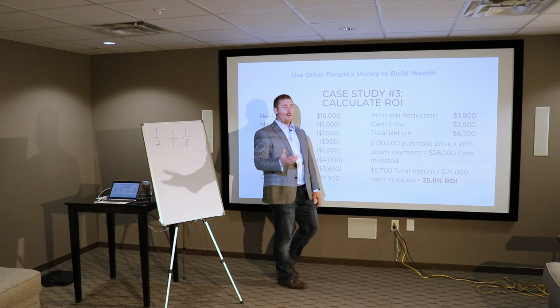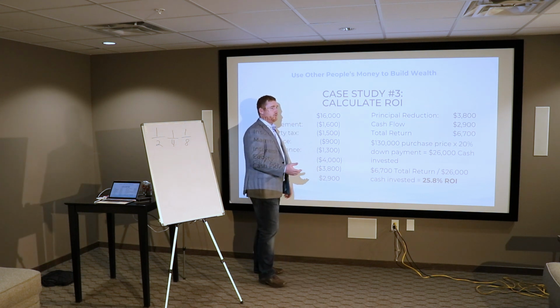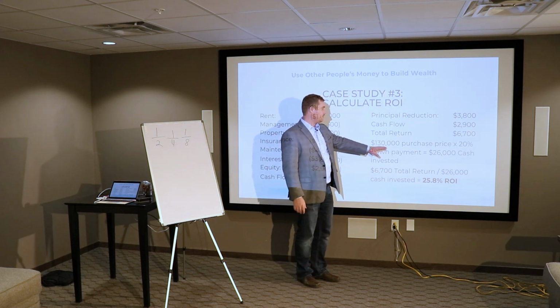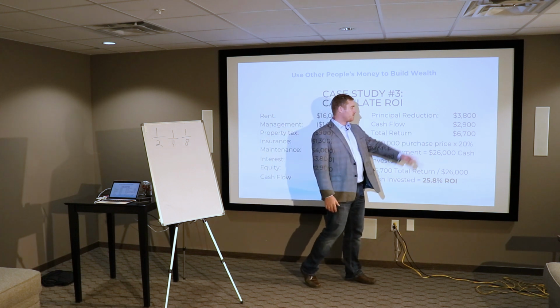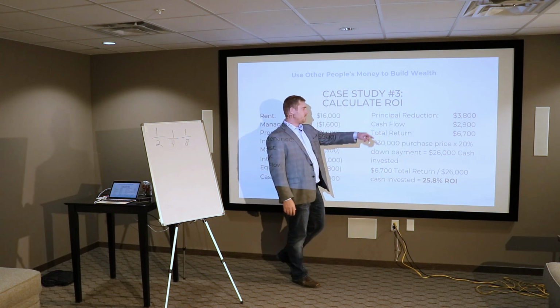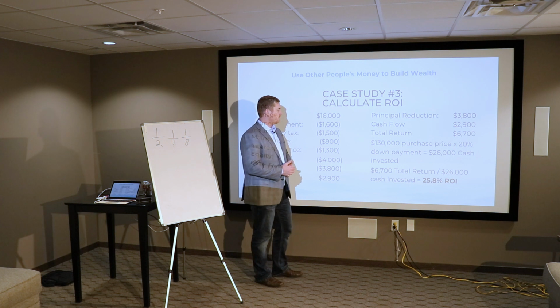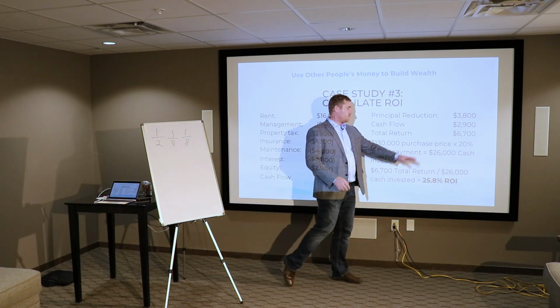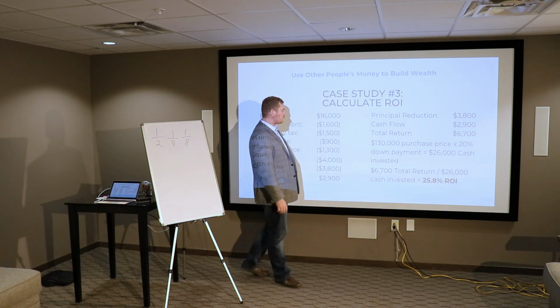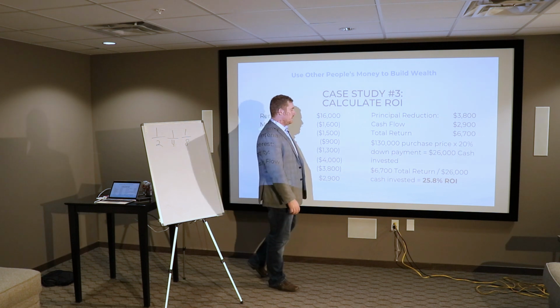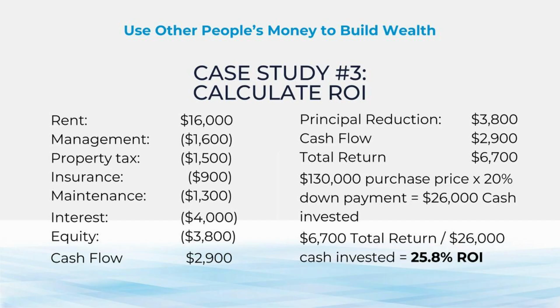Now, we have to figure out, how much did we pay in cash for this property? Well, we know the purchase price was $130,000, and we put 20% down, so $130,000 times 0.2, or times 20%, however you prefer, gives us a down payment of $26,000 in cash. That's our cash invested. Next is the last final step. We take the $6,700 in total return and divide it by $26,000 cash invested, which gives us a 25.8% return on investment.